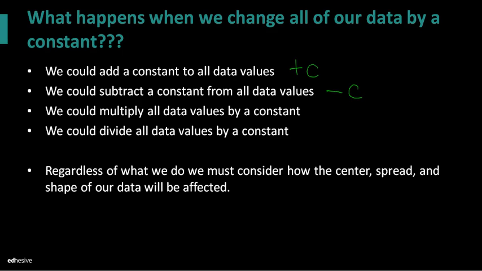We could multiply all data values by a constant. So maybe we want every value to be a double grade, right? Maybe you want your test score to be a double grade. So we're going to take everybody's value and multiply it by 2. And lastly, we could divide all data values by a constant. So maybe we're going to divide them all by 2. We're going to cut everybody's value in half.